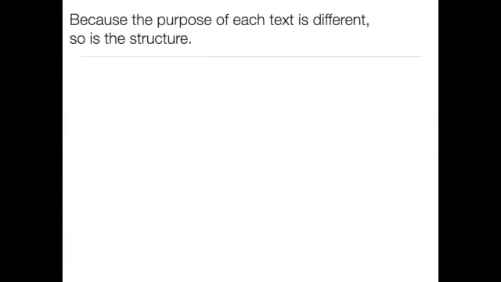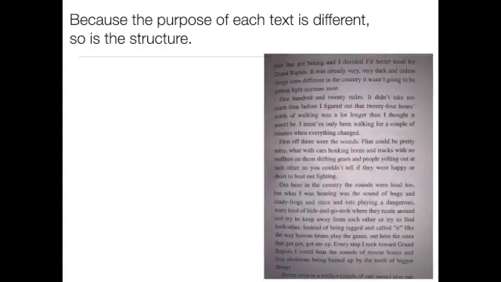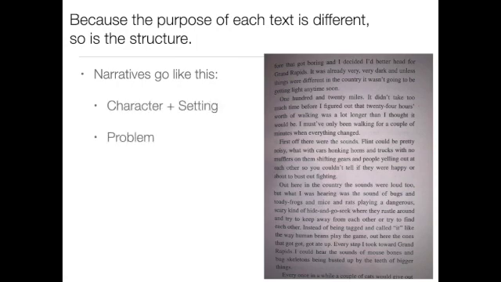Because the purpose of each text is different, so is the structure. Here is what a narrative basically looks like. The basic structure of a narrative goes like this. The author describes a character in a setting. You get emotionally involved with the character's life and you start to care about their problem. You kind of start rooting for them to win, to get to the solution. And at the end of the story, everybody feels happy and good. That's the basic structure.